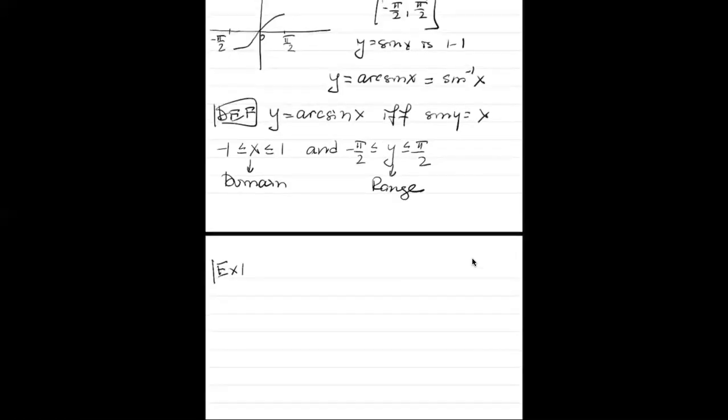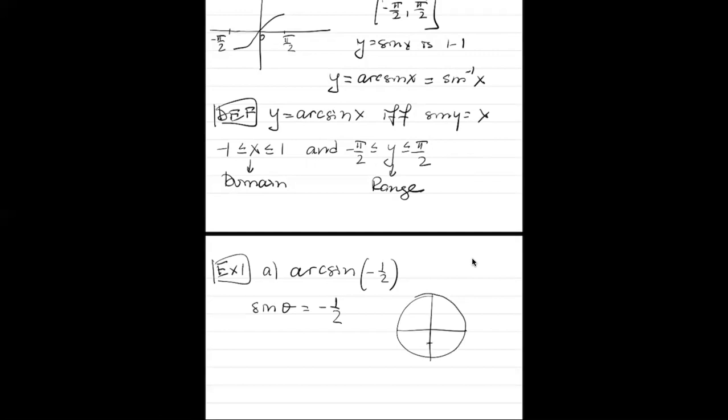Example A. What is arcsine of negative 1/2? In other words, we're asking the question, sine of what angle? We don't know, so we say sine of theta is equal to negative 1/2. We can look at the unit circle and see where negative 1/2 is. Sine measures on the y-axis, so here's negative 1/2, and there are two angles, one in the third and one in the fourth quadrant, whose sine is negative 1/2.